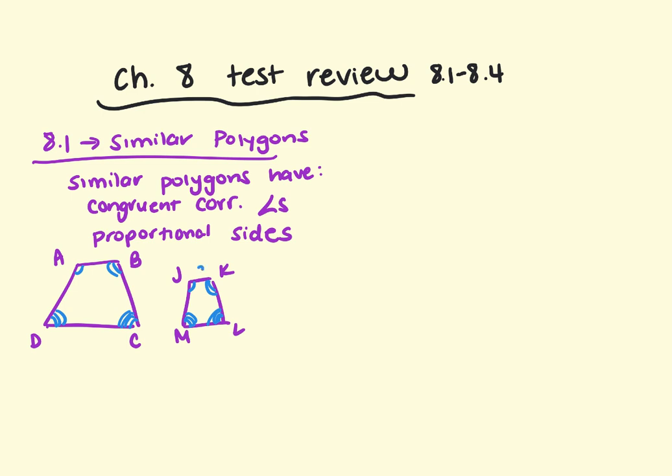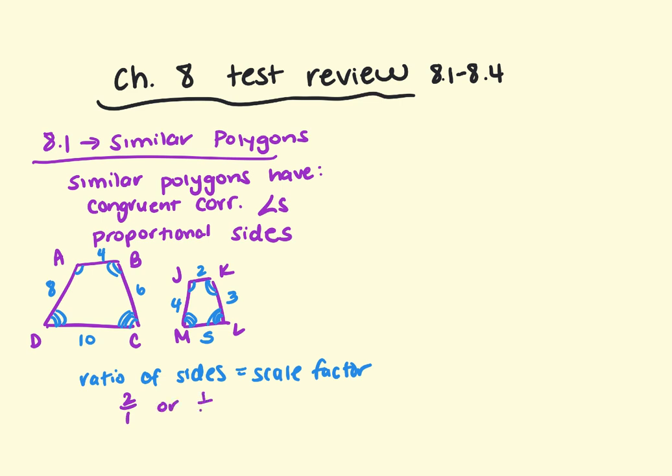So let's just say this is 2, this would be 4, this would be 3, this would be 6, this would be 5, this would be 10, 4, and 8. So as you match up all those sides, they would have the same ratio. That ratio is called the scale factor. And the scale factor here could either be 2 to 1 or 1 to 2, unless they specify a specific order, like find the scale factor of the small to the large, then it would be 1 to 2.